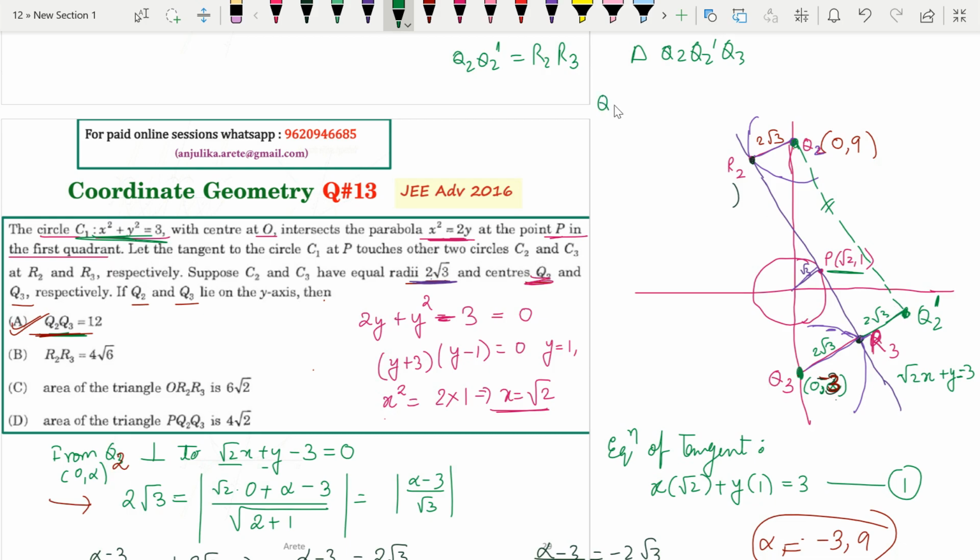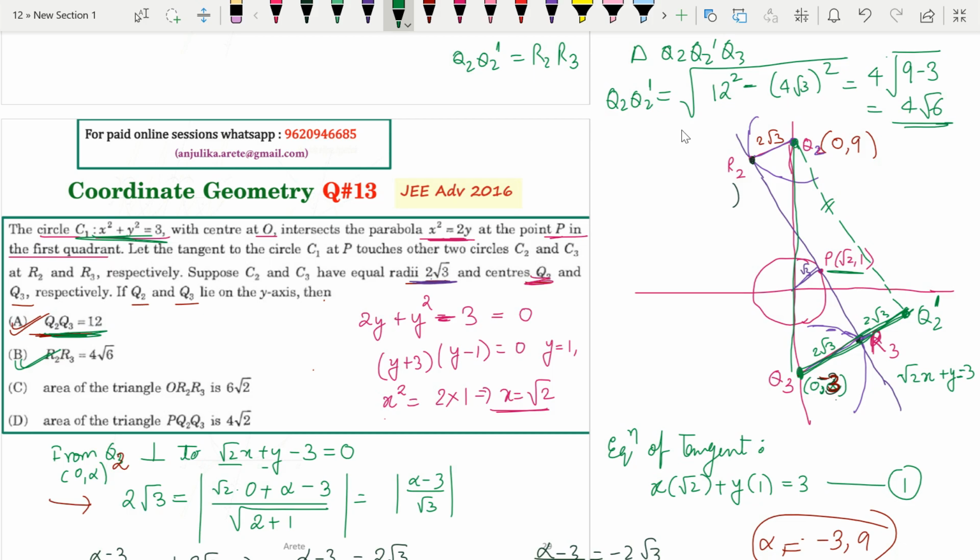Let's get that. So q2, q2 prime would be under root 12 square minus 4 root 3 whole square. This whole thing, this is 12. 12 square minus this is 4 root 3, 4 root 3 whole square, you get that number. So how much is that? If you want, you can take 4 square out, that will be 4 outside the under root. This will be 9 and this will be 3. So you get 4 root 6, and that's what they're saying here. R2, r3 is 4 root 6. That's absolutely correct. And this is the same as r2, r3. That's why we said that this is correct.